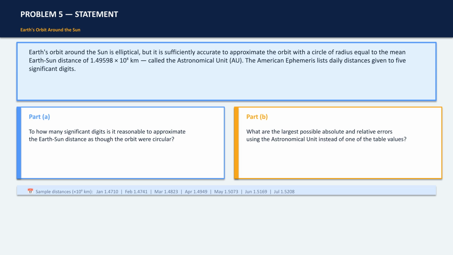So we have two questions. Part A asks, given the real data, how many significant figures is it actually reasonable to use when we treat the orbit as circular? And Part B asks, what are the largest possible absolute and relative errors if we just use the AU instead of the real daily value?